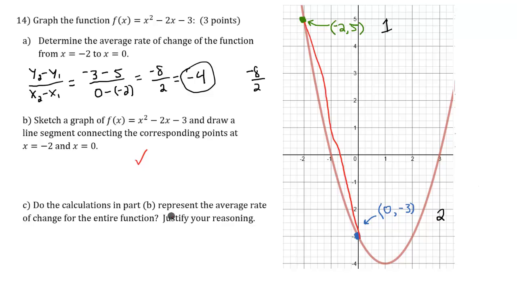Now it says, do the calculations in part B, or maybe that's referring to part A, represent the average rate of change for the entire function? And that is not the case, because from this point we moved down. So like I said, we went down 8 and then forward 2. So that average rate of change, like we calculated, was -4.